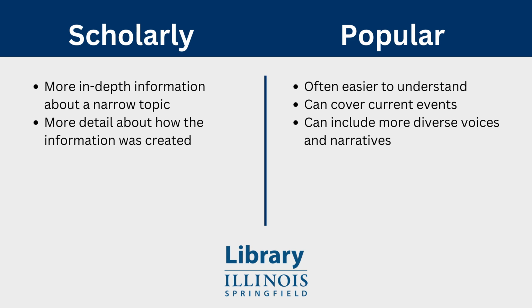Because scholarly articles take so long to write and publish, only popular sources can tell you about events that happened in the last year. The structure and publication process of scholarly articles makes them very transparent about how exactly the authors got their information or how they did their research. However, popular sources can also include the voices and narratives of people who are excluded from scholarly publishing.